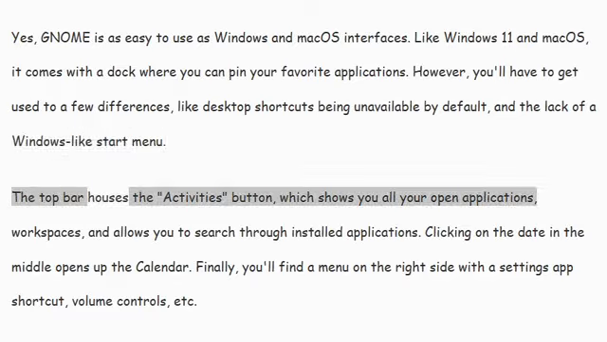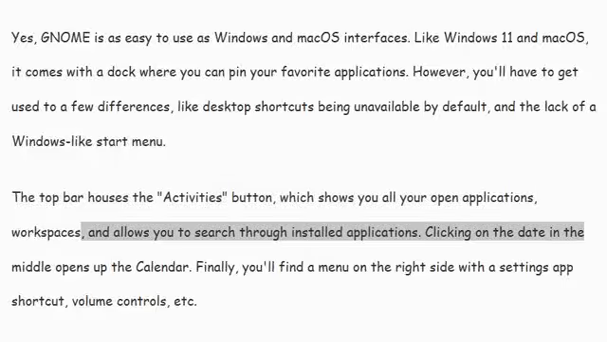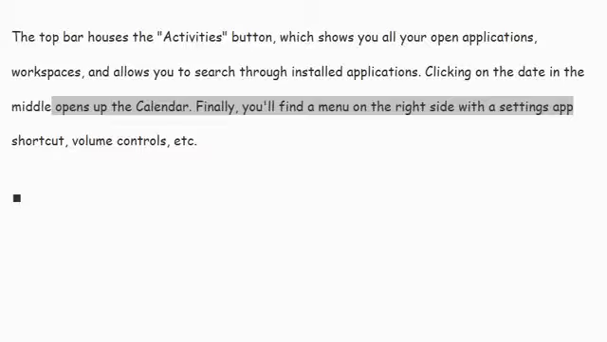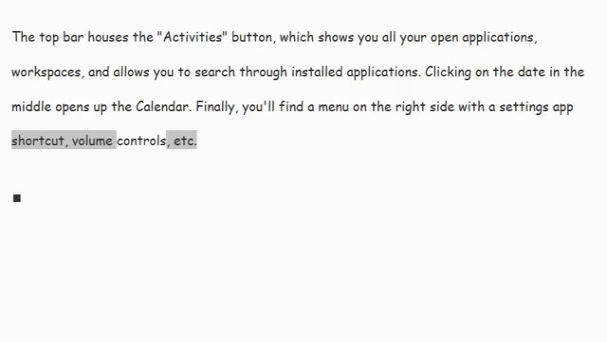The top bar houses the Activities button, which shows you all your open applications, workspaces, and allows you to search through installed applications. Clicking on the date in the middle opens up the calendar. Finally, you'll find a menu on the right side with a Settings app shortcut, volume controls, etc.